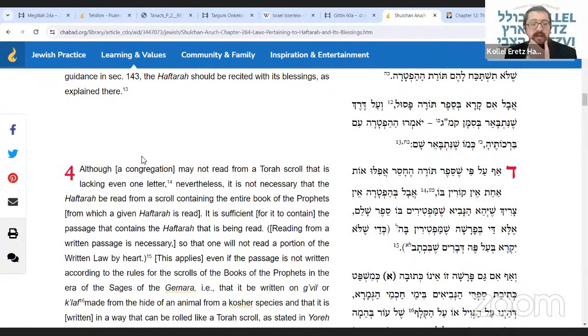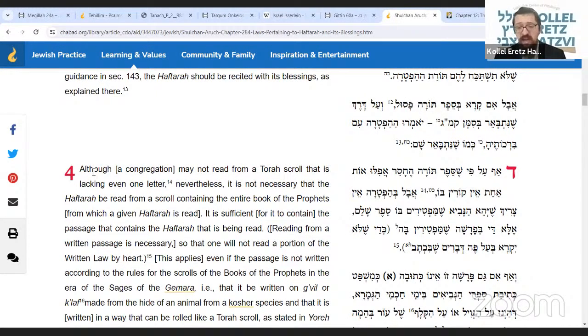Let's look at number Dalet. This is the Alter Rebbe's Shulchan Aruch, the halachos of haftorah, and the brachos, Siman 284. Although, if a Sefer Torah is missing even one letter, it is invalid, and you cannot read the Torah from there.